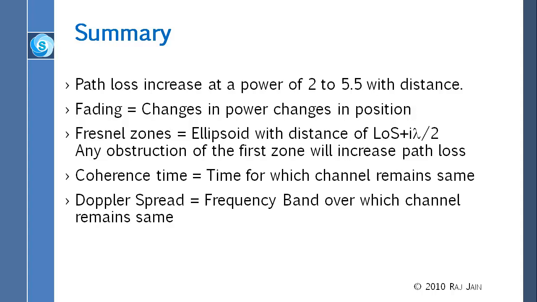So fading is basically the change in power as the position changes. And the Fresnel zone, now we understand the Fresnel zone. What is the Fresnel zone? It's the ellipsoid around the line of sight over which we should not have any object. If anything comes in, then we say that the channel is not clear. And then we talked about coherence time. Coherence time is the time over which the system doesn't change, and that is actually 1 upon the Doppler spread. So we calculate how many hertz the Doppler spread is, and then 1 upon that is the coherence time.